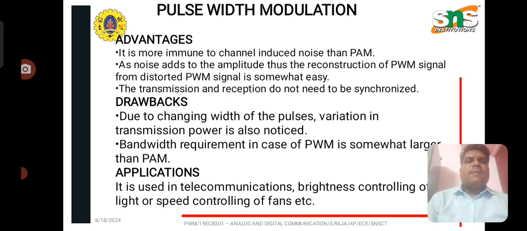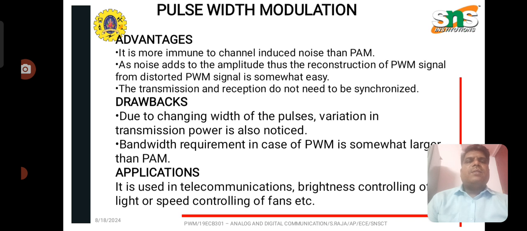Pulse width modulation advantages. It is more immune to channel induced noise than PAM. As noise adds to the amplitude, the reconstruction of the PWM signal from a distorted PWM signal is somewhat easy. The transmission and reception do not need to be synchronized.